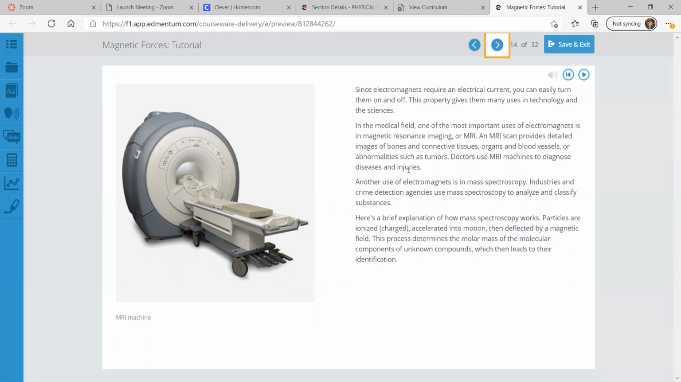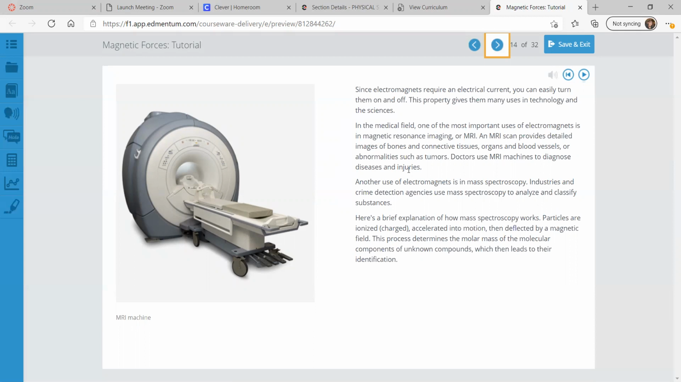An MRI scan provides detailed images of bones and connective tissues, organs, and blood vessels, or abnormalities like tumors. Doctors use MRI machines to diagnose diseases and injuries.